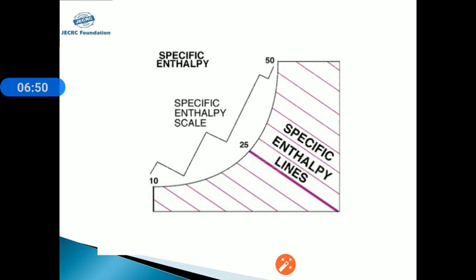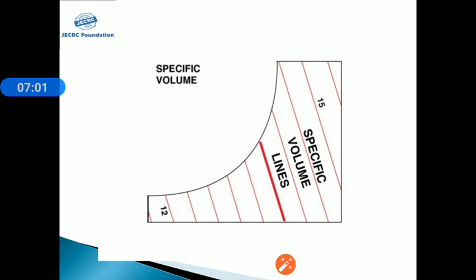Now specific enthalpy: the inclined line is called the specific enthalpy line. It is denoted in the diagram by the curved line. Specific volume line: when we want to find the mass flow rate, it is very important to find the specific volume line. This indicates the specific volume line. The difference between the specific volume lines and the wet bulb temperature lines is that the specific volume lines are steeper compared to the wet bulb temperature lines.